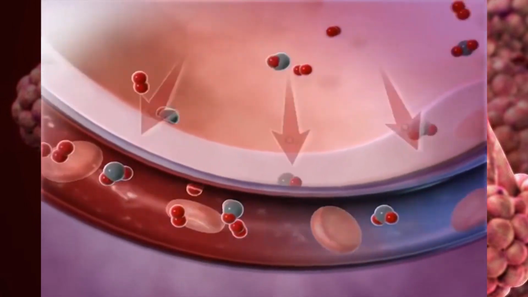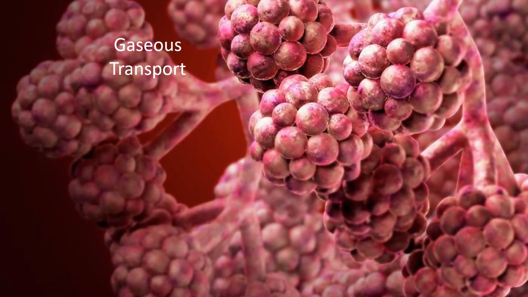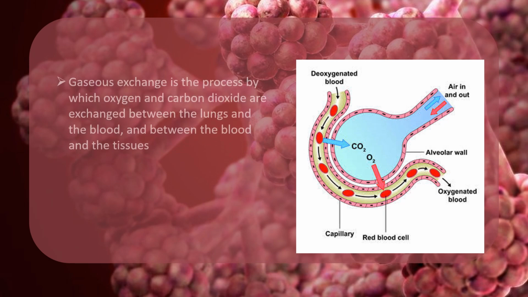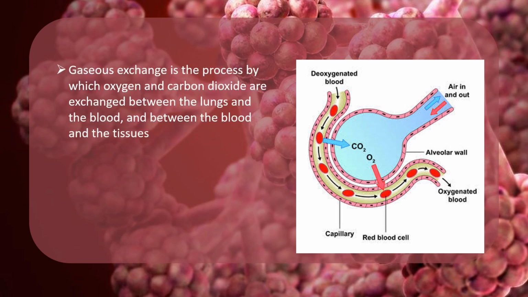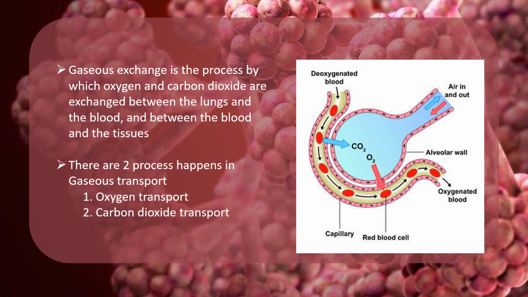So let's go to the next session. It's oxygen transport, gaseous transport. Gaseous exchange is the process by which oxygen and carbon dioxide are exchanged between an organism and its environment. Oxygen and carbon dioxide are exchanged between the lungs and the blood, and between the blood and the tissues. During the gaseous exchange, oxygen diffuses from the environment into the organism's body and carbon dioxide diffuses out of the body into the environment.